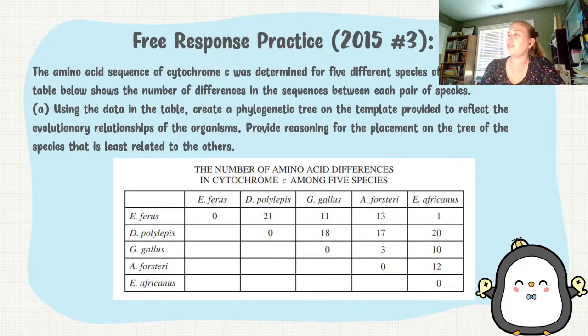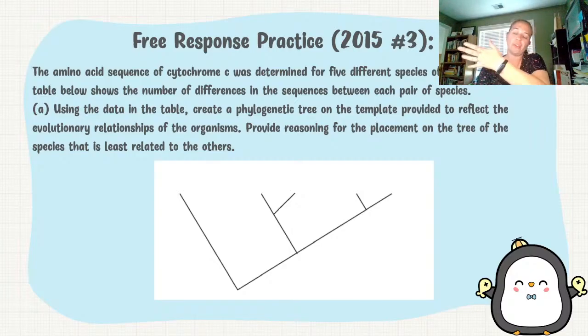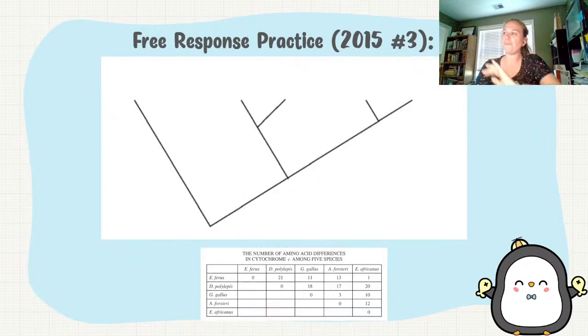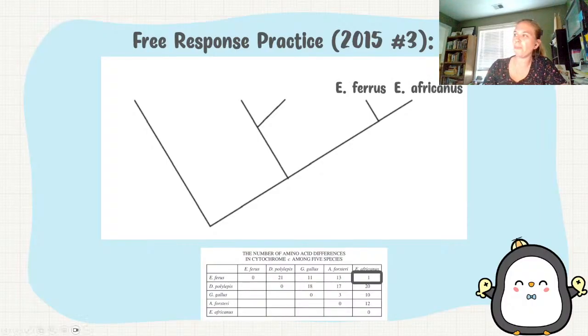So this is the chart they gave them, or the cladogram they gave them, and then this is the chart. Okay, so they're asking them to fill in on here based on what they know. Okay, so we can see that E. africanus and E. ferus are going to have 1 amino acid difference, so we can put those together. Again, they're going to be close together on a branch because they only share 1 difference.